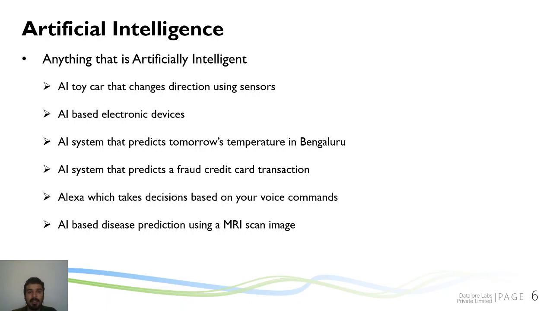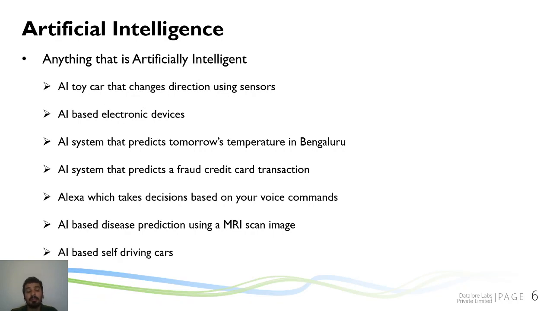For example, recently you would have seen that using chest X-rays, a lot of people are trying to predict if a person has COVID-19 or not, right? So this is again a very complicated artificial intelligence system. Basically it's doing the job of a doctor. So that is another example.